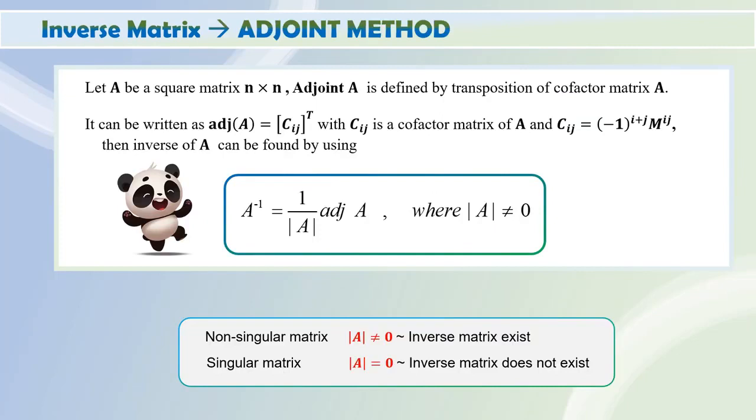Adjoint method. Let A be a square matrix. Adjoint A is defined by transposition of cofactor matrix A. Inverse of A can be found by using A inverse equals to 1 over determinant of A times adjoint A, where determinant of A cannot equal to 0.